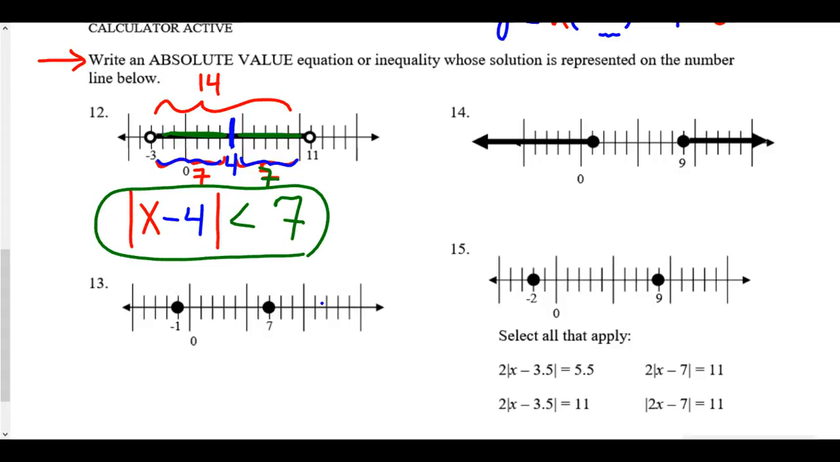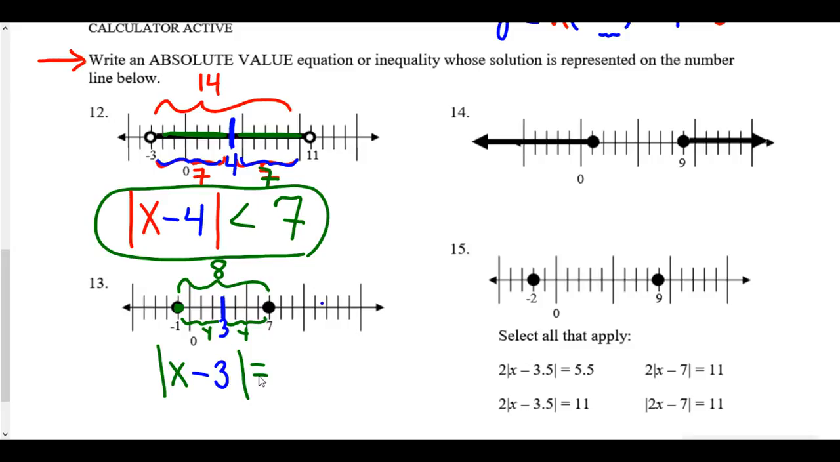All right, on number 13, this is not an inequality. I just have the 2 dots. So when I'm writing my absolute value, it's going to be an equal. So I need to figure out where the center is and how far I went in each direction. To get from -1 to 7 is a total of 8 spaces. So that means I'm going 4 in each direction. So the center of my graph is right here at 3. To move my center 3 to the right, I put a minus 3 on the inside.